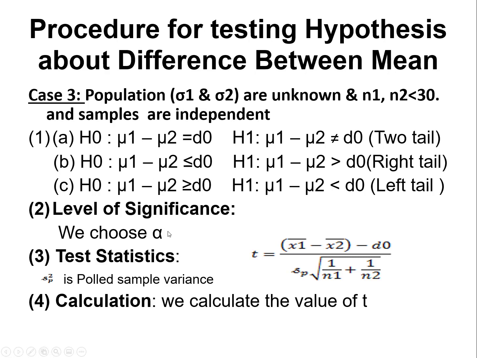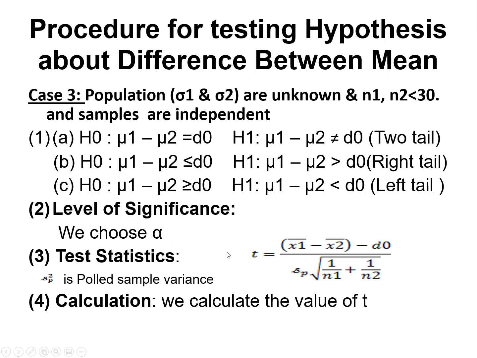The level of significance, which we denote with the sign alpha, you can choose it as 5%, depending on you. But normally, when in a specific question they are not mentioned, you can take the level of significance as 0.05.